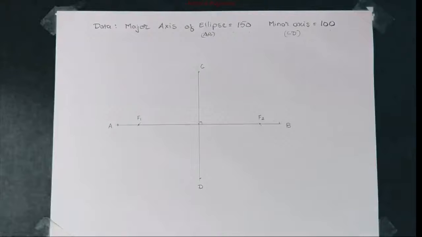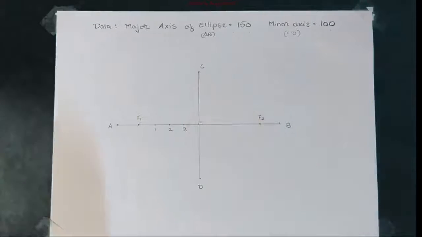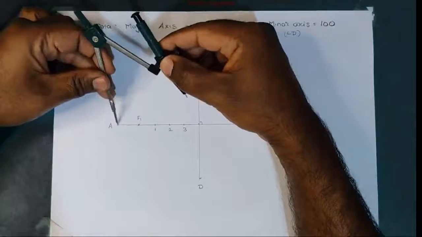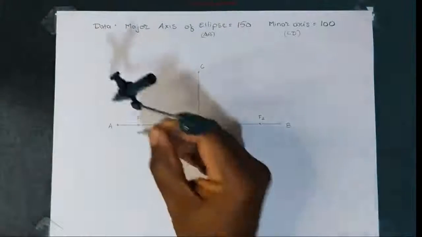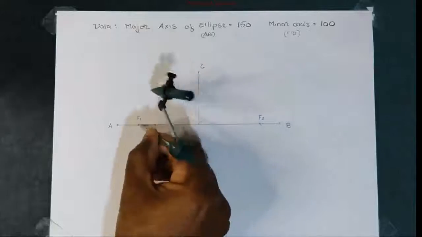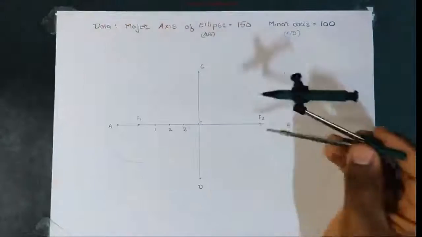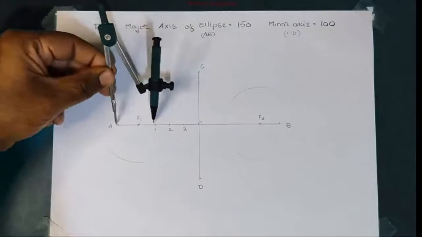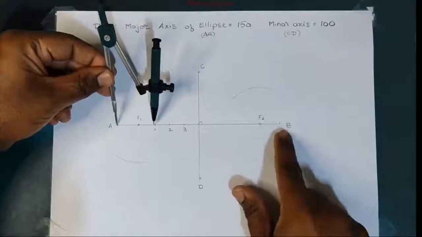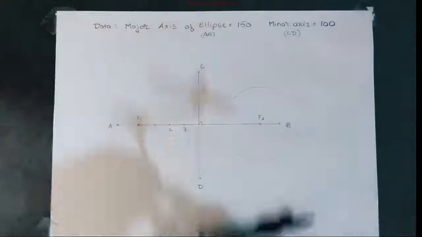Next, I take randomly 3 points between the foci and the center of the major axis. So 1, 2, 3 are 3 points uniformly distributed. I take distance A to 1 on my compass. I am dividing the major axis into two parts, A to 1 and 1 to B. Using the focus, I am marking arcs above and below. So with focus F1 I have marked, and with focus F2 I am marking arcs. Now I divide the second part, 1 to B, the remaining part of the major axis.